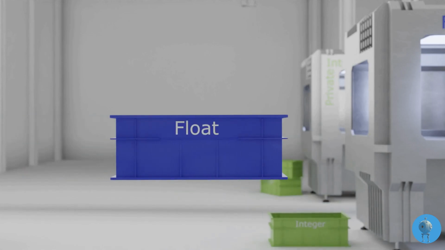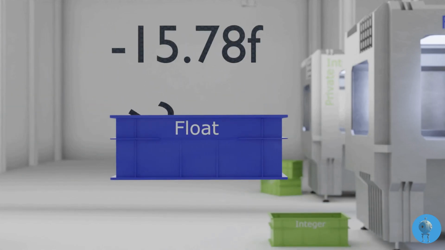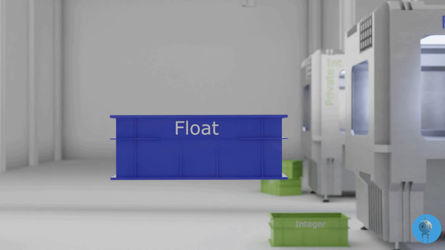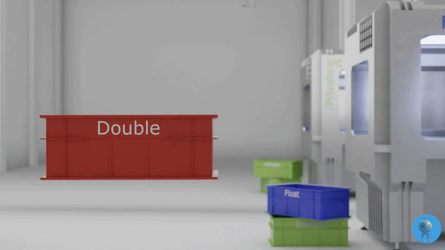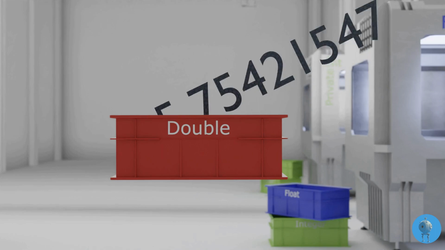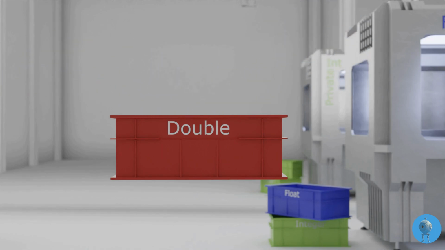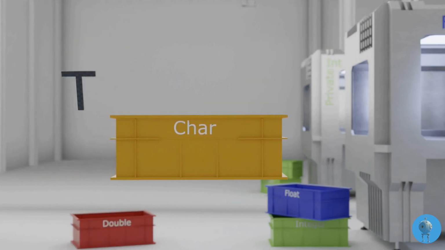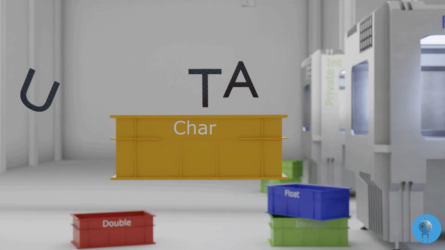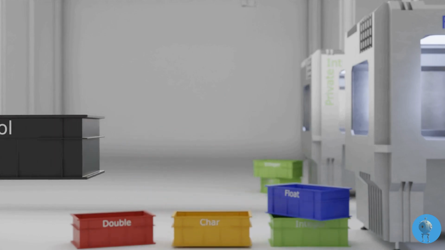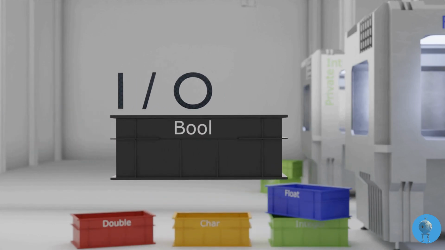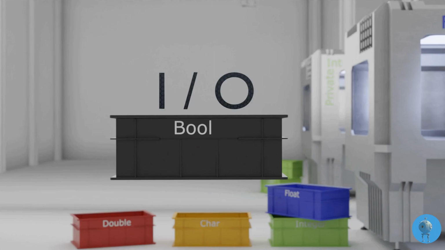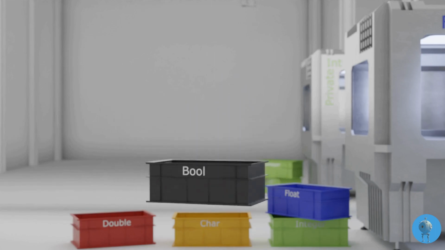For more precision, a decimal point can be used, and that is called a float. And these can have up to 7 decimal places. If you want even more precision, this can be achieved with a double, and that can be a number with up to 15 decimal places. Next to numbers, we can also use letters, and these are referred to as chars. So the data type is char. Then we have booleans, and these are referred to as bool, and these are a yes or no function, or referred to as 1 and 0.